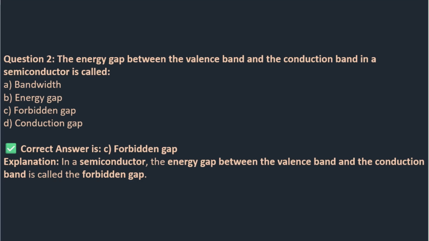Question 2. The energy gap between the valence band and the conduction band in a semiconductor is called: Option A, bandwidth. Option B, energy gap. Option C, forbidden gap. Option D, conduction gap. Correct answer is C, forbidden gap. Explanation: in a semiconductor, the energy gap between the valence band and the conduction band is called the forbidden gap.